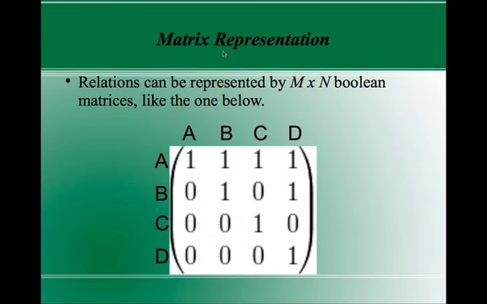You'll see that what it does is it takes the elements in a set and compares them against each other. If an element has the relation against another element, you will see a 1 in the matrix. Otherwise, you will see a 0.